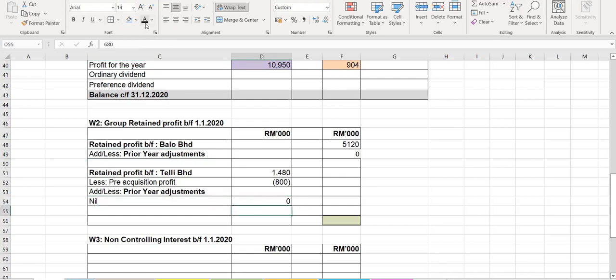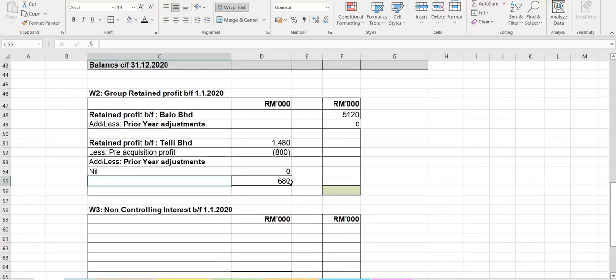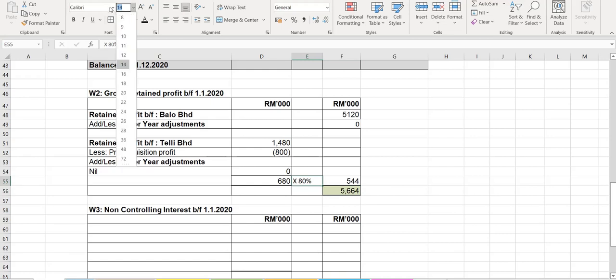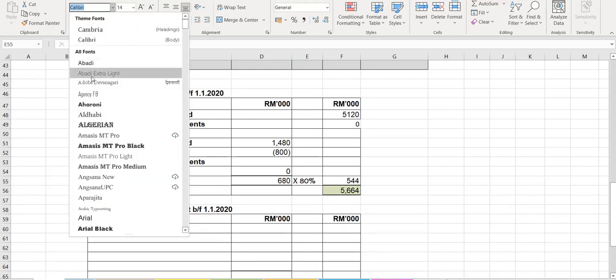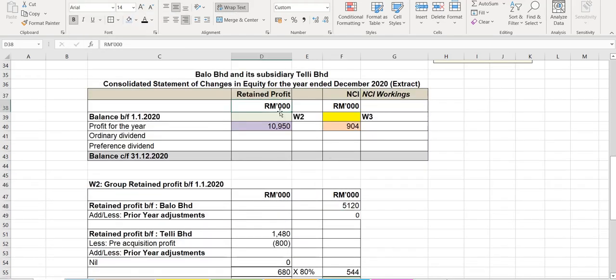Now you have the total. So your share of the post-acquisition profit brought forward. This is the post-acquisition profit brought forward, 680. Your share is 80%, and that gives 544, and that is your group retained profit brought forward. Your group retained profit brought forward would be the figure that you see there, that is 5664. Put it here, put it in the first row.